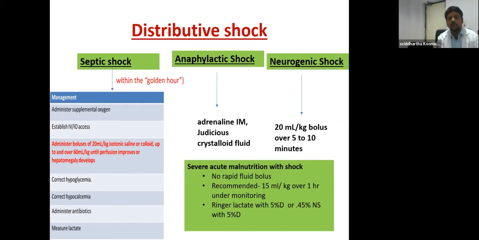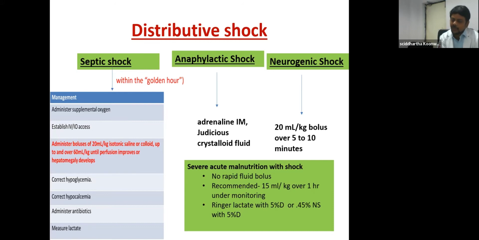Distributive shock could be either septic shock, anaphylactic shock, or neurogenic shock. Septic shock we will discuss later in detail. In anaphylactic shock, the drug of choice is adrenaline, which is to be given IM, and fluid as per requirement of the patient. In case of neurogenic shock, we give fluid boluses of 20 ml per kg over 5 to 10 minutes. In pediatric patients, special consideration is to be given in patients of severe acute malnutrition.